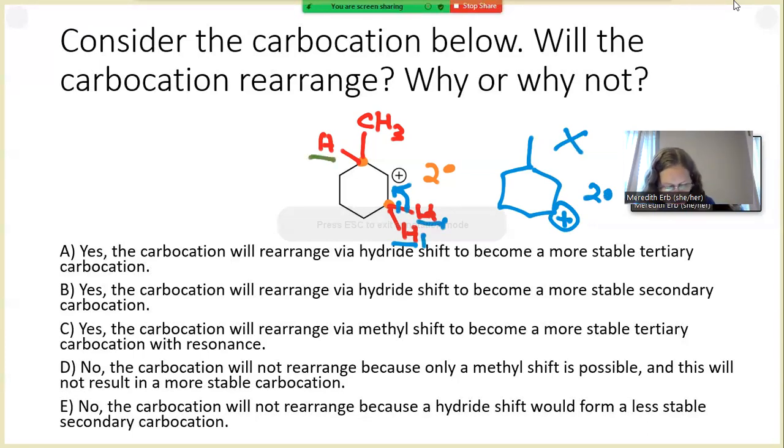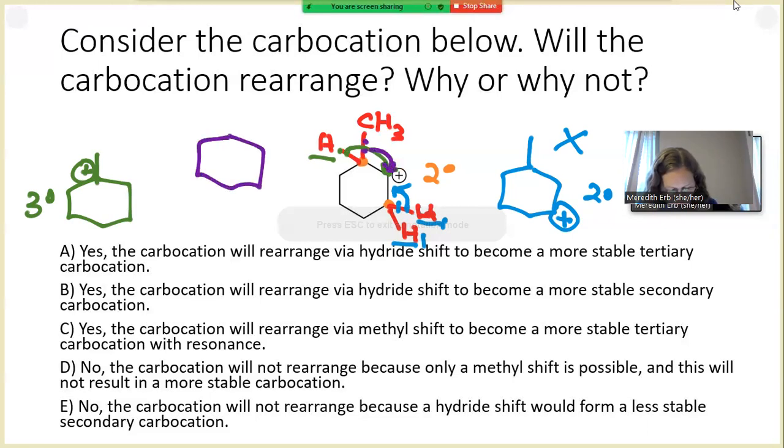Next, let's consider the hydrogen on the left side. If we move that over, then we will create a carbocation that looks like this. This is a tertiary carbocation, so it has increased in stability. That's very promising. Let's be thorough, though, and see what happens if we try to move the methyl group over. We would make this carbocation, which is secondary. So again, that one won't happen because it doesn't make the carbocation more stable.